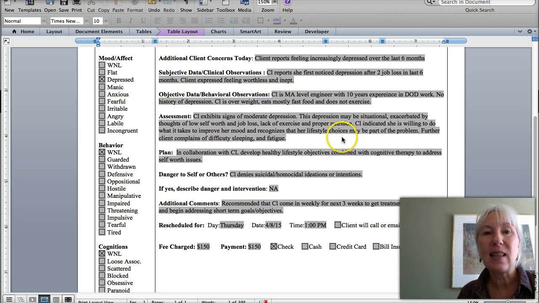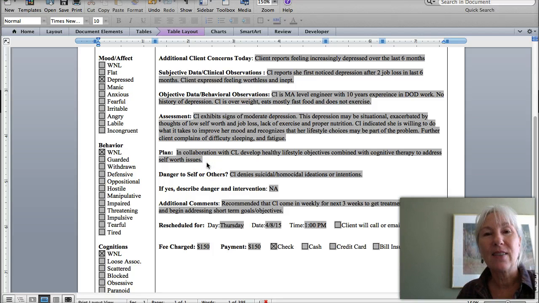And in this case, the client indicated that she's willing to do whatever it takes and that she even recognizes that her lifestyle choices may be part of the problem. She's further complaining of difficulty sleeping and fatigue. It's important that you notate all of the criteria that support a diagnosis of depression if that's where you're leaning.